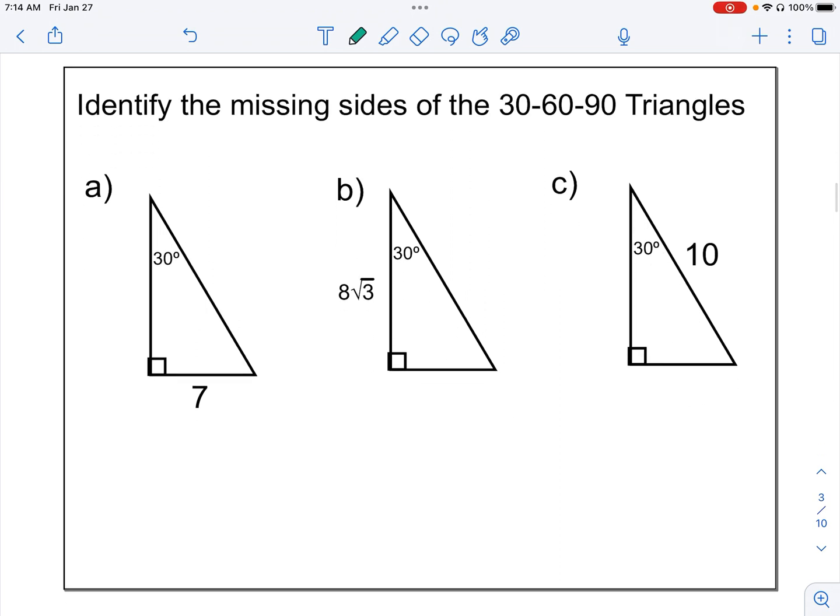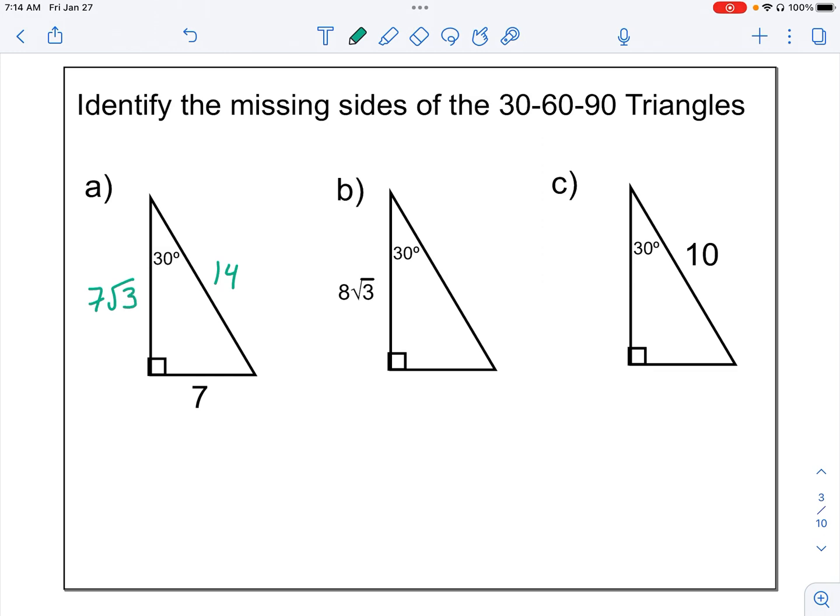So this one says identify the missing sides of 30, 60, 90 triangles. So pause the video, try these, and then see if you're right. So our base side here is 7. So the hypotenuse is 2 times 7, so 14, which means our final side is 7 root 3.